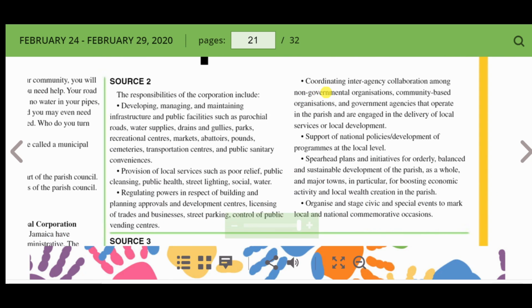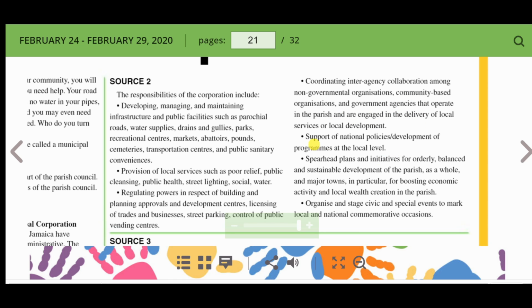They also are responsible for coordinating interagency collaborations among non-governmental organizations or NGOs, community-based organizations or CBOs, and government agencies that operate in the parish and are engaged in the delivery of local services or local development. So for example, the SDC, that's the Social Development Commission, and all these other agencies will meet together and see how they can help the community.